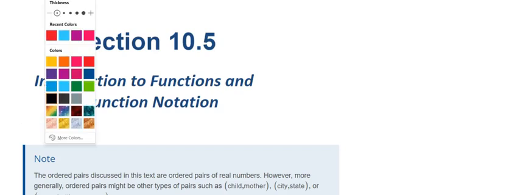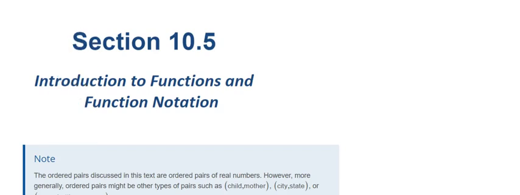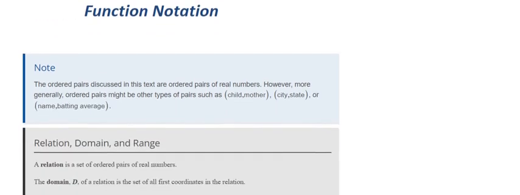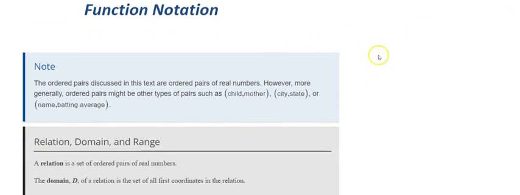Okay, moving on to section 10.5, Introduction to Functions and Function Notation. First thing we need to start looking at here is notice that we're kind of changing things up just a little bit, so don't get too freaked out. Okay, we all know what ordered pairs are. Ordered pairs are anything that consists of X and Y.